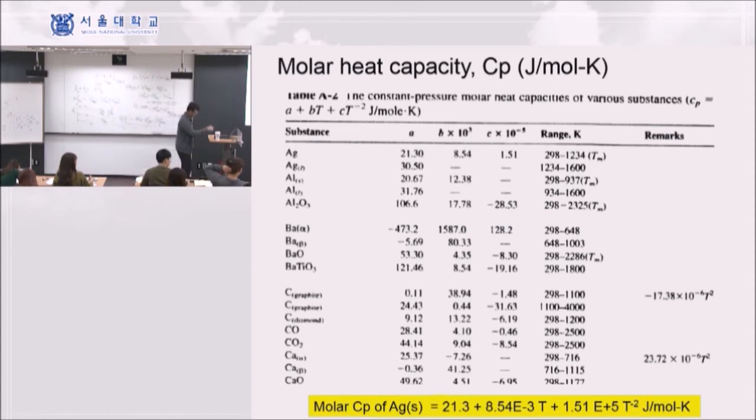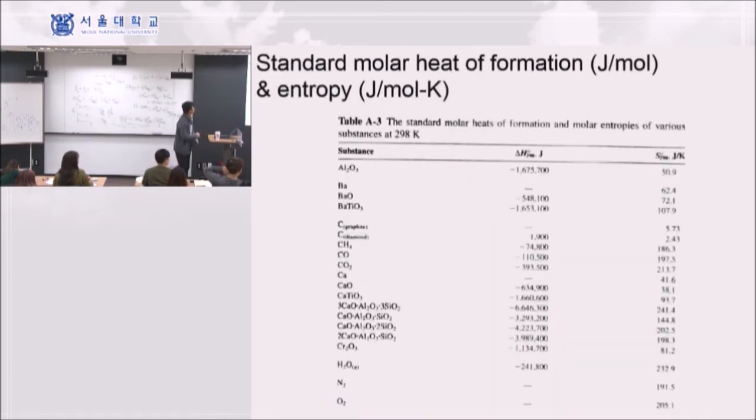Okay, now we know the heat capacity. Let's move on. This is the standard molar heat of formation, the standard enthalpy of formation. Heat and enthalpy are the same thing, but the more scholastic term is enthalpy. Standard molar enthalpy of formation, joule per mole. And then standard molar entropy, not formation, because it's an absolute value.